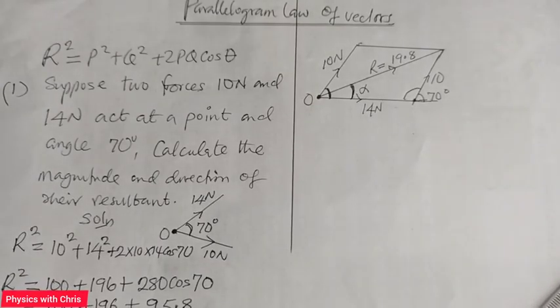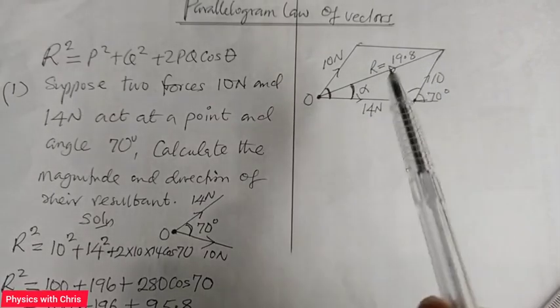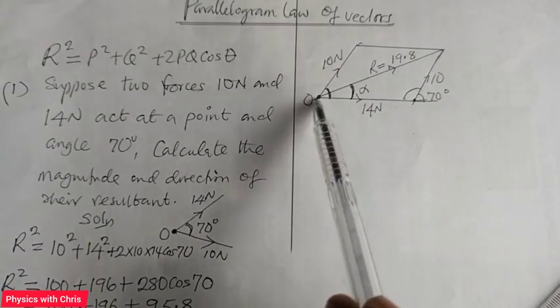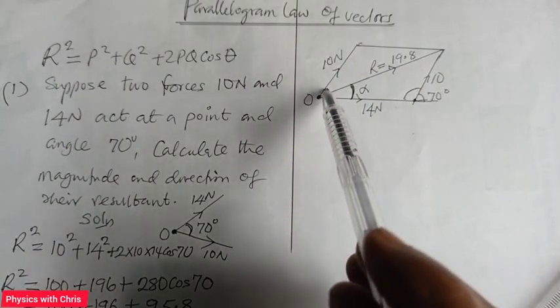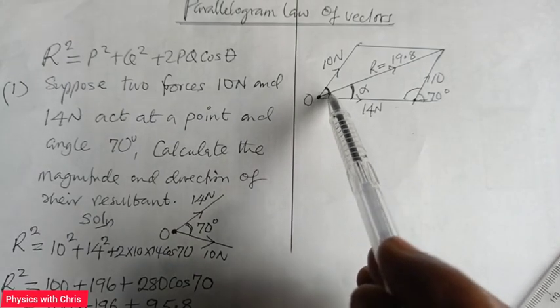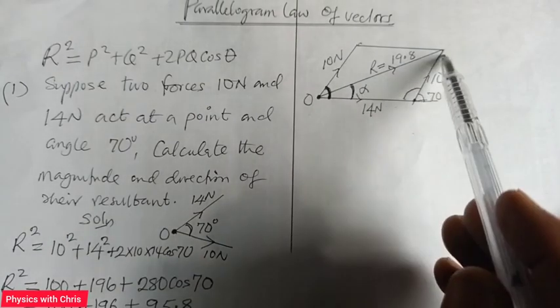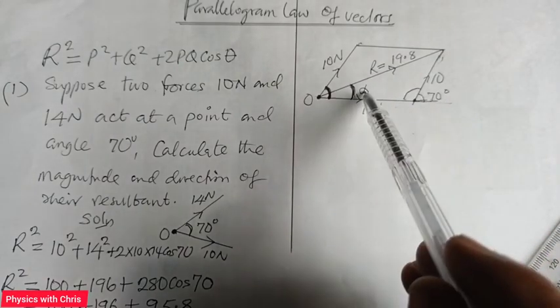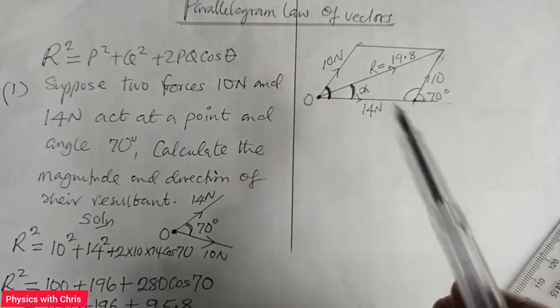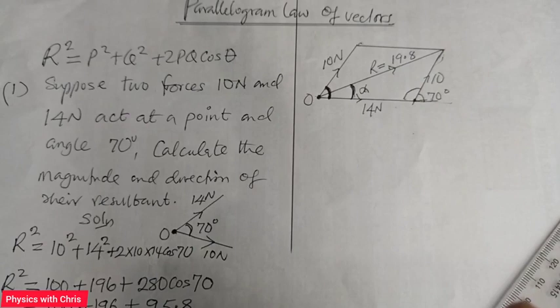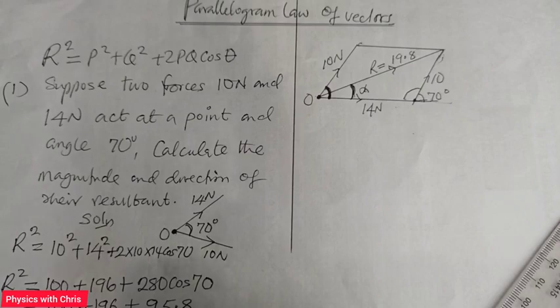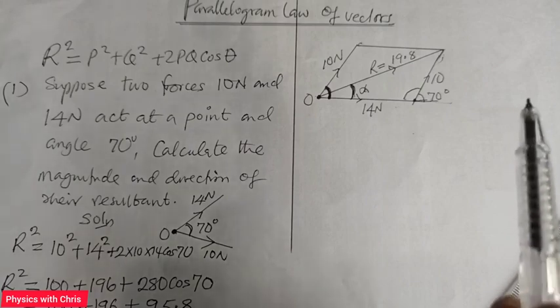To calculate the direction of the resultant vector, I have to refer to this diagram. Let's say this is the picture of the two forces, 10 and 14, acting at point O. This is the angle of 70 degrees, which is the angle between the two vectors. This is the resultant line. The angle the resultant line makes with the x-axis is the direction of the resultant vector, and I'm going to find that using the sine rule. I stated that in the last video, when I was determining the formula for finding the magnitude and the direction of the resultant vector.